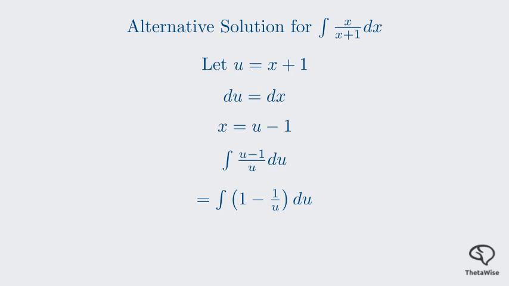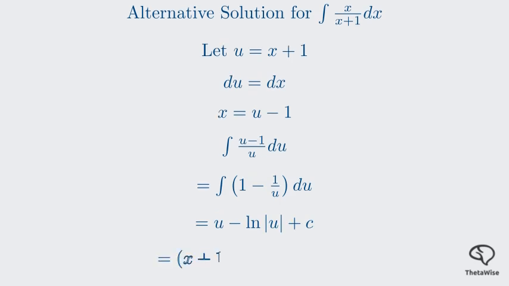Let's integrate this with respect to u. The integral is u minus the natural logarithm of the absolute value of u plus c. Our final step is to substitute back x plus 1 for u. This gives us x plus 1 minus the natural logarithm of the absolute value of x plus 1 plus c.